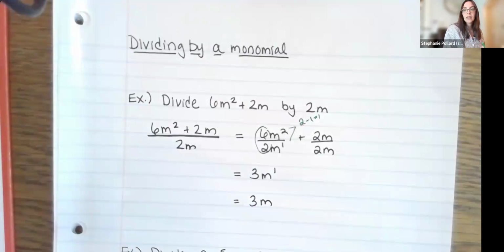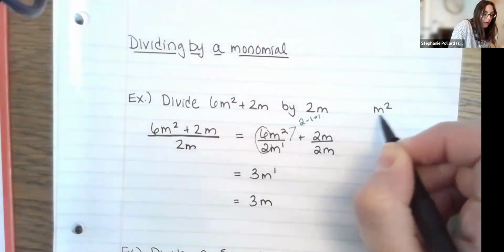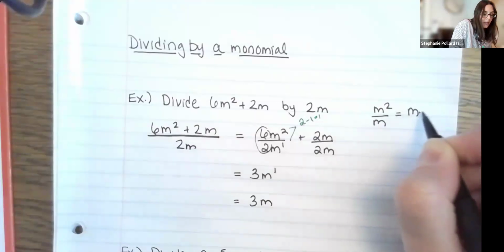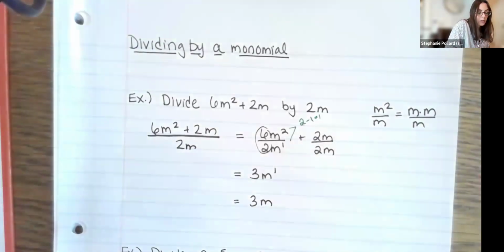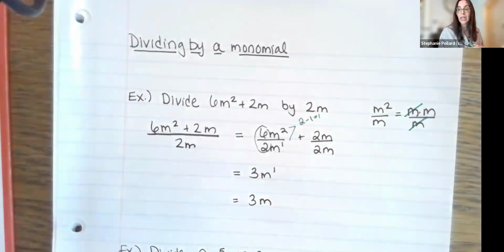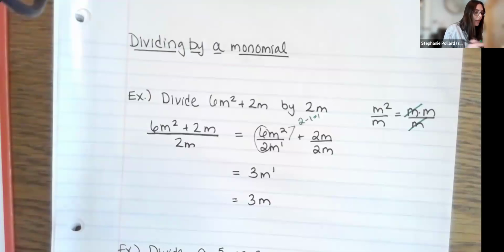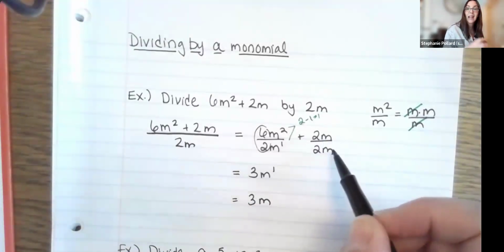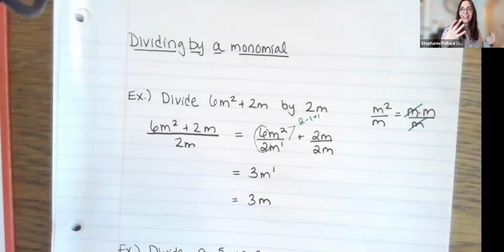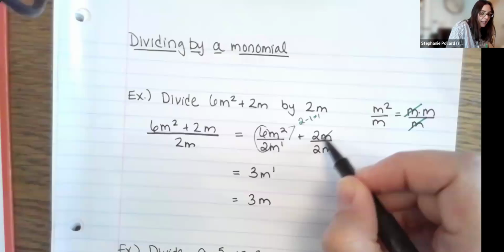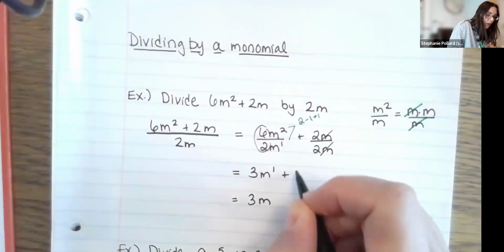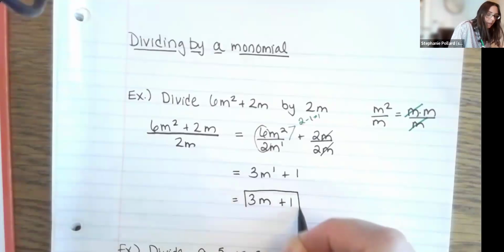The other way you could think of it is like canceling. If I have m squared over m, well, m squared would be m times m. And you could think about how many m's would cancel in each case. I could cancel 1 m from both the top and the bottom, and you can see that I still have 1 m left over up top. Now for the next group, 2m and 2m are exactly the same. So just like regular numbers, when you divide something by itself, the answer is just 1. So these m's cancel, and 2 divided by 2 is 1. So our final answer here is 3m plus 1.